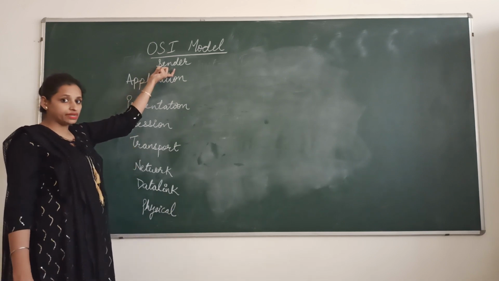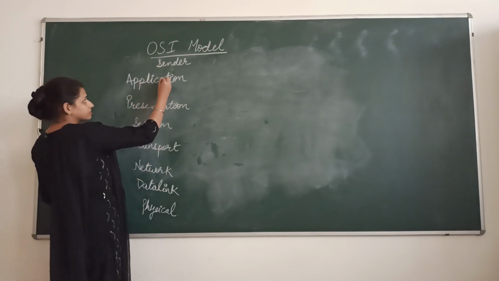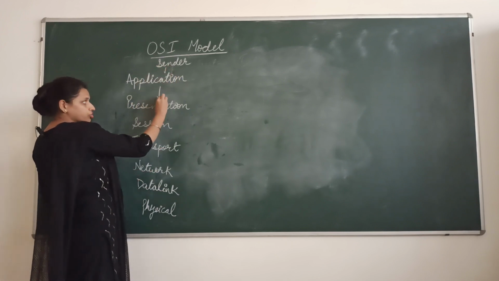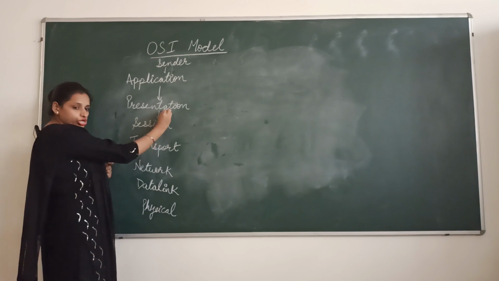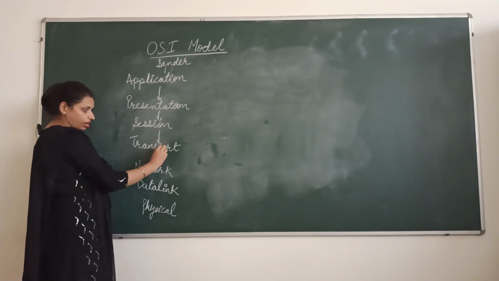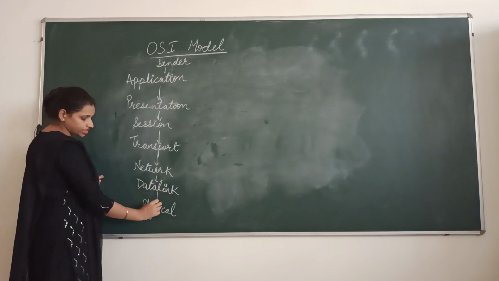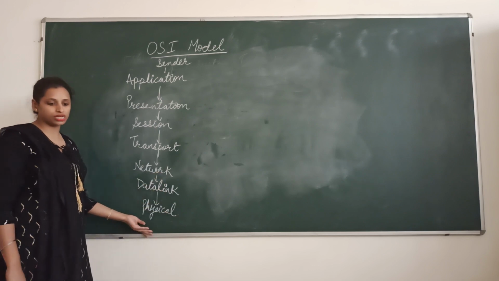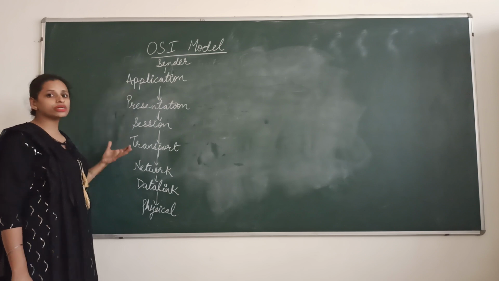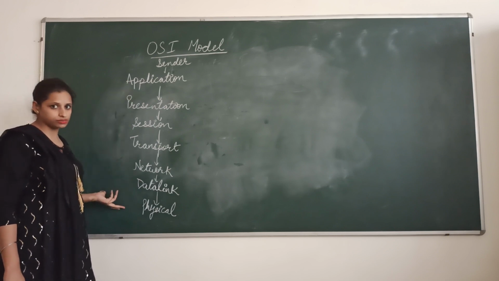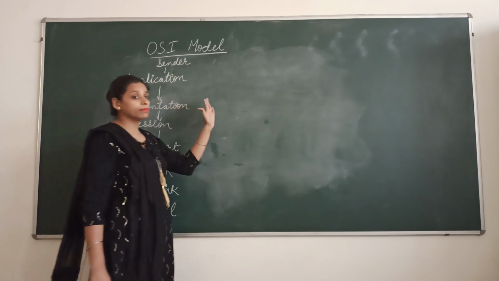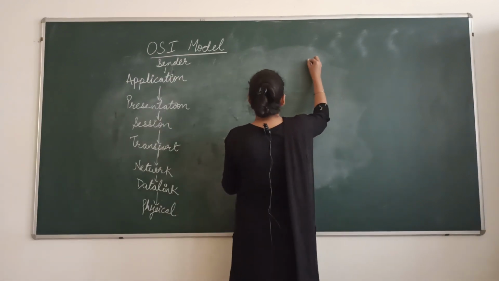So in case of sender, the flow of data is from application to presentation, then presentation to session, session to transport, transport to network, network to data link, and then data link to physical. And each layer has to perform different functions. Same case for receiver.